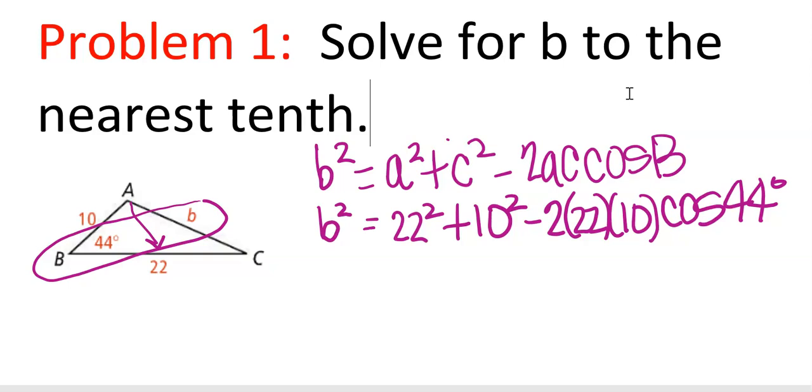So now that everything is on the right, let's type it in. So grab your calculator, type all of that in at the same time. Notice in between, the 2 times 22 times 10 times cosine 44, all of that is a product. Okay, so you're going to just type it all in. And you have to be in degrees. And then don't clear your screen. I'm just going to write what I'm looking at right now.